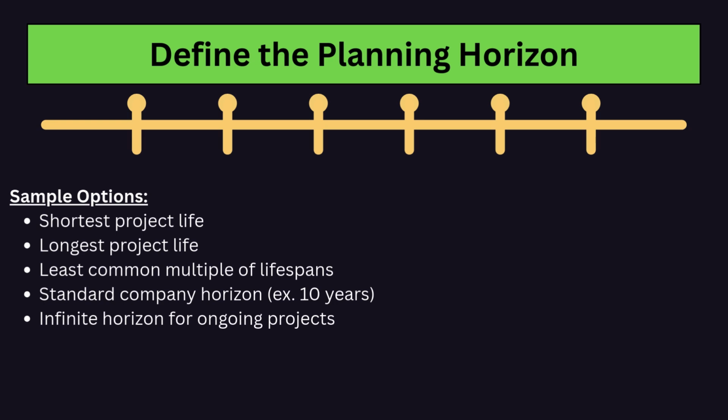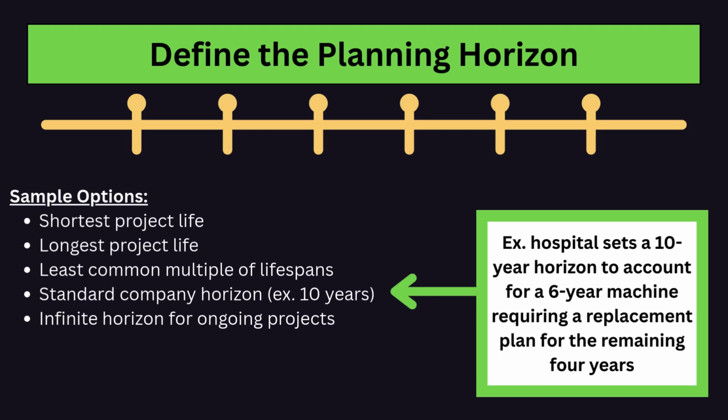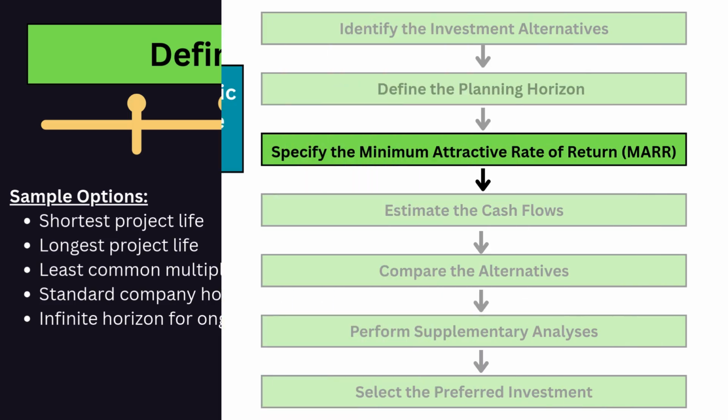ongoing projects. For example, if the hospital sets a 10-year horizon, a 6-year machine requires a replacement plan for the remaining 4 years. A short horizon might hide long-term value. An overly long horizon might introduce unrealistic assumptions. The horizon shapes how you count costs and benefits, and it can change which option looks best.